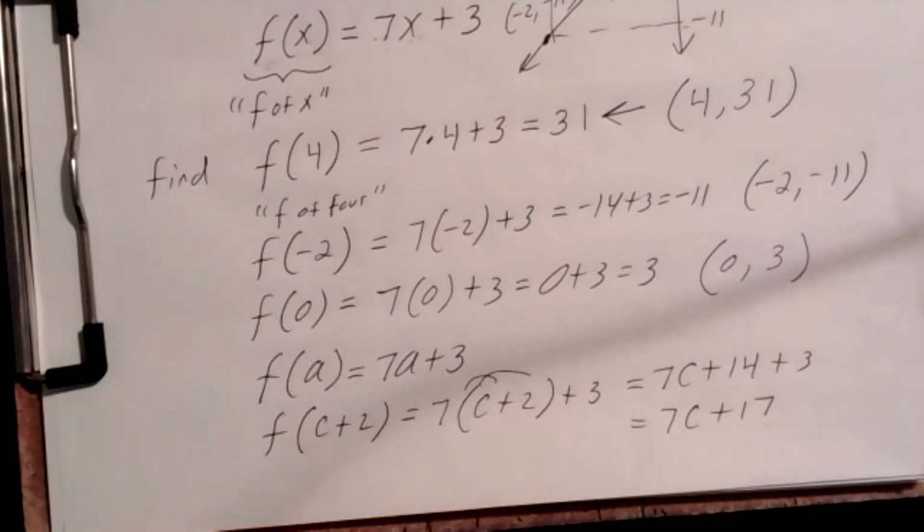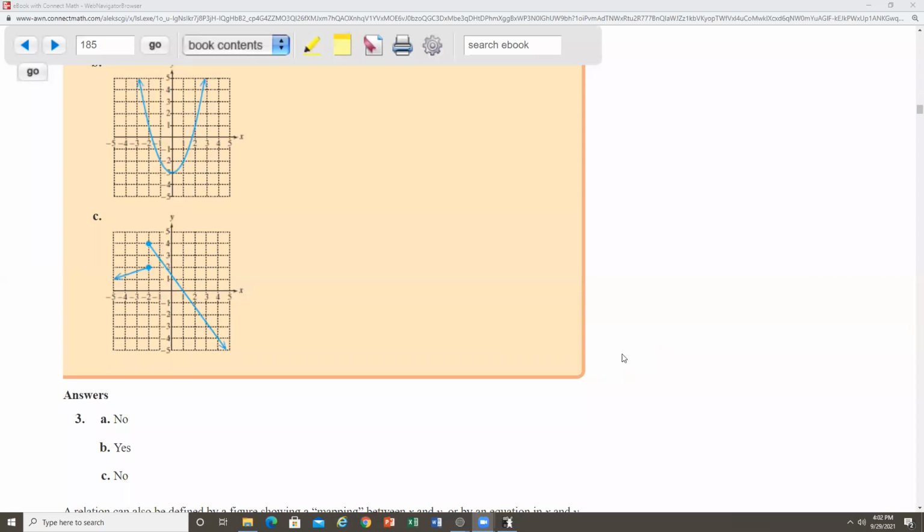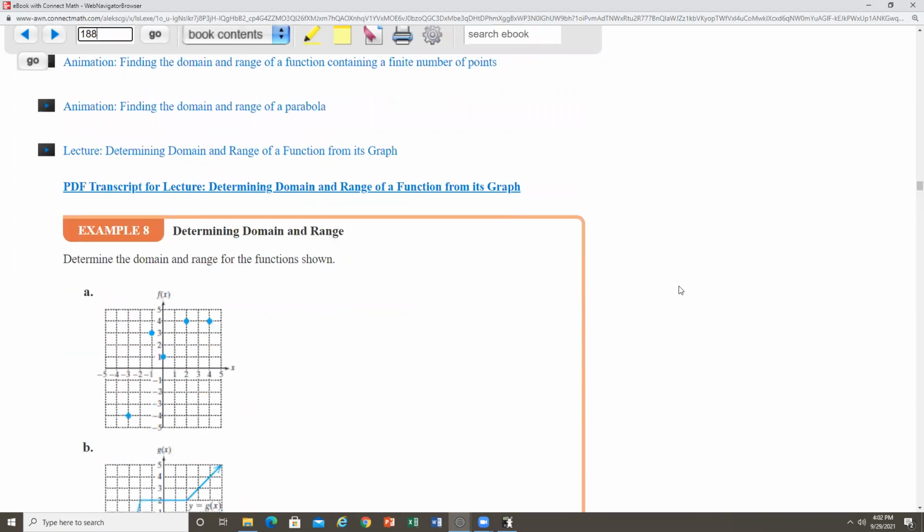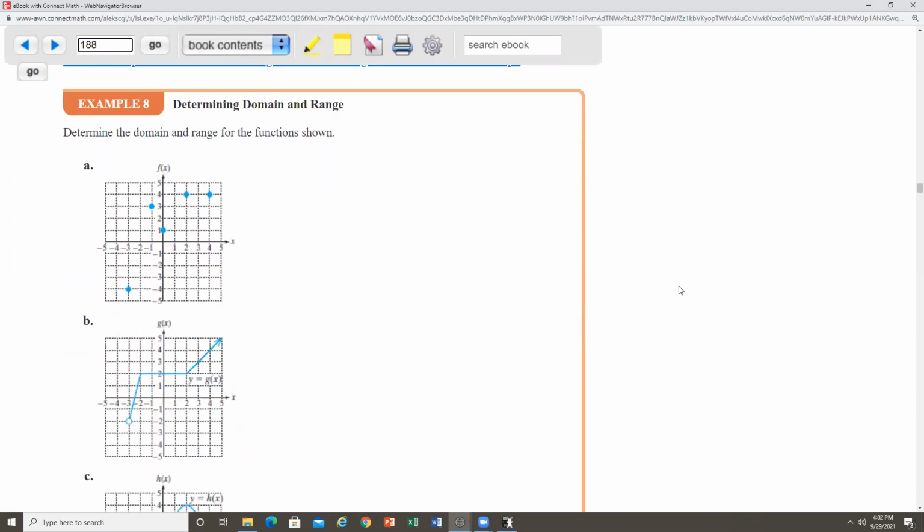All right. Now, ladies and gentlemen, we've got to go back to our textbook. What did I say the domain of a function was? Did anybody remember the definition of a domain I gave you about an hour ago? The set of all x coordinates of a relation or a function is called the domain. And what was the range? The set of all y coordinates. All right. Let's go to page 188, and I want to look at example 8 here. Example 8 on page 188.